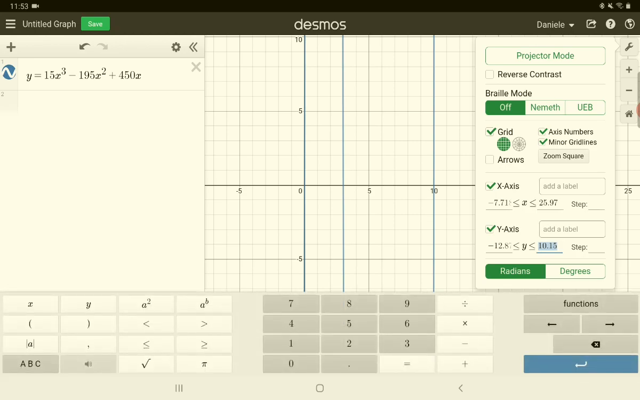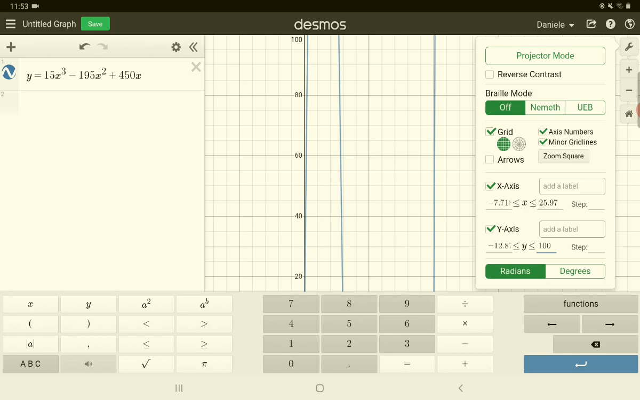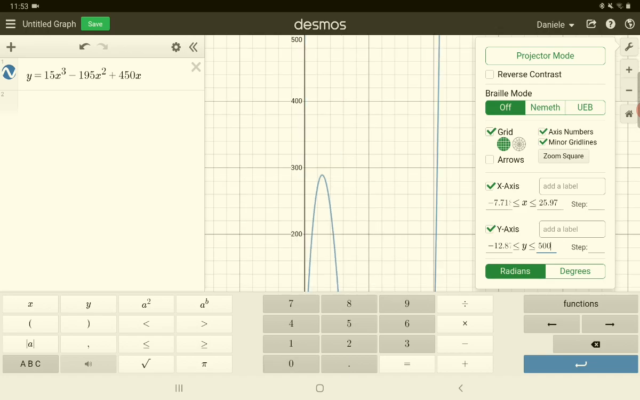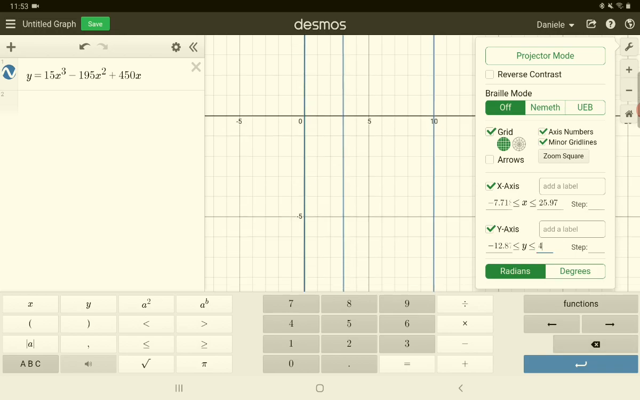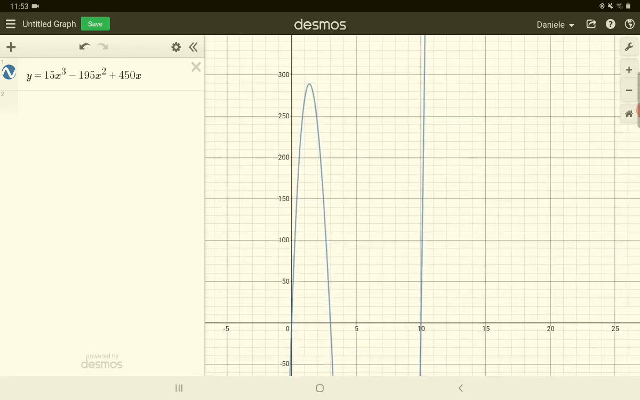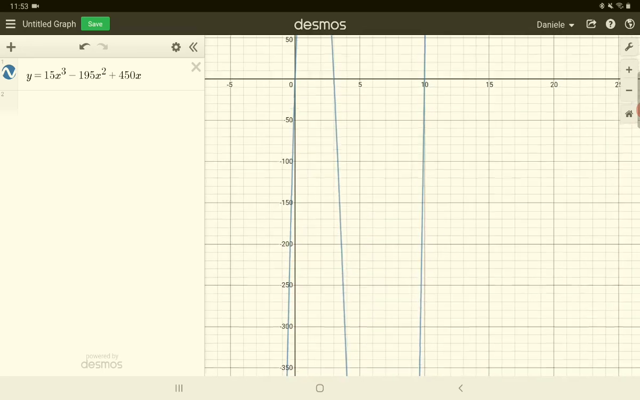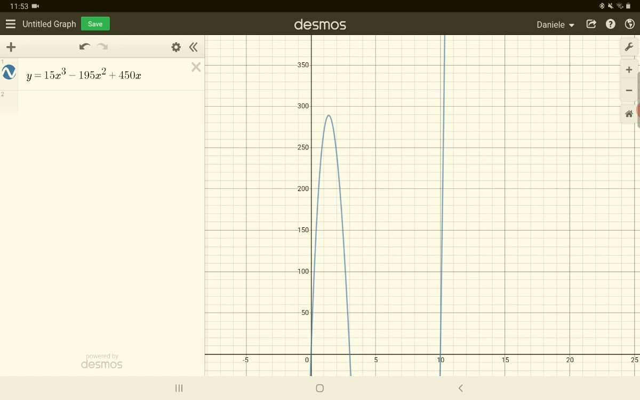On our y-axis, let's go to 100. Okay, still no good. Let's go higher. I want to be able to see that maximum there. Let's go to 500. Okay, that's not bad. Maybe we can go a little bit lower and go to 400, right? And I just picked these numbers kind of out of a hat. Okay, there it is. And wow, it really goes underwater quite a bit.